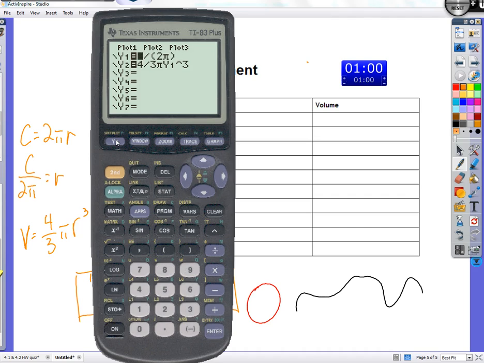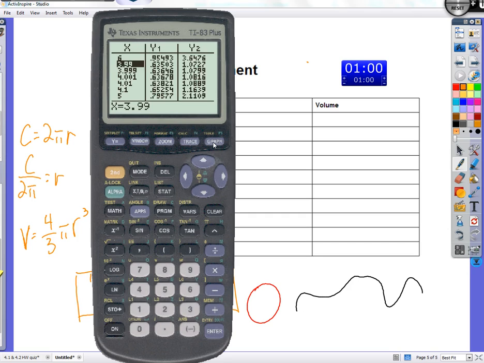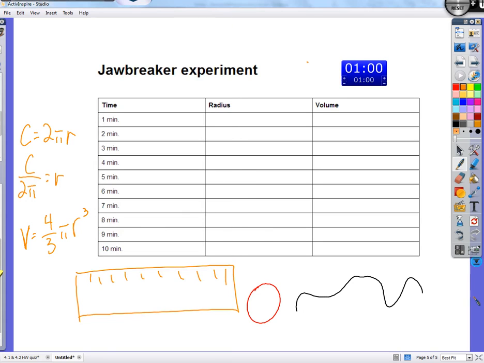Okay. Perfect. Now I'm going for speed. This is going to use the order of operations that we've been using. Division and multiplication work from left to right. So 4 divided by 3 times pi times y cubed, or y one cubed. So that's all correct. That'll save you. You'll just punch in your circumference. Boom. Both values are given.